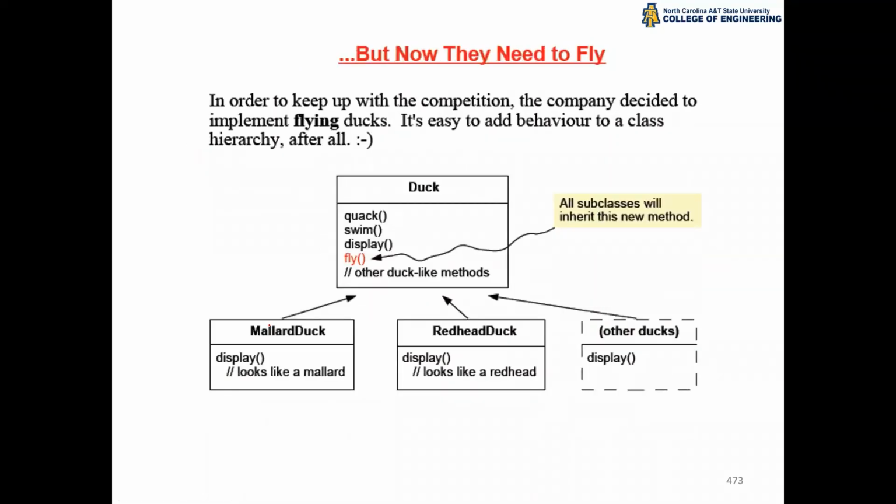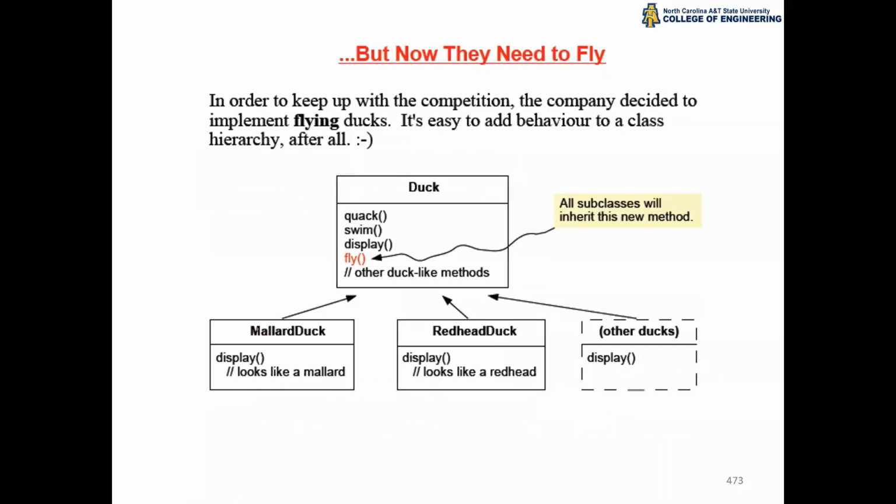Now you're trying to be very competitive. You see other simulations, and we found that their ducks can also fly. So you can add a fly method there. Now all the subclasses are going to inherit the fly method, right? Whether it's required or not, whether it's going to fly or not, it's going to inherit that.